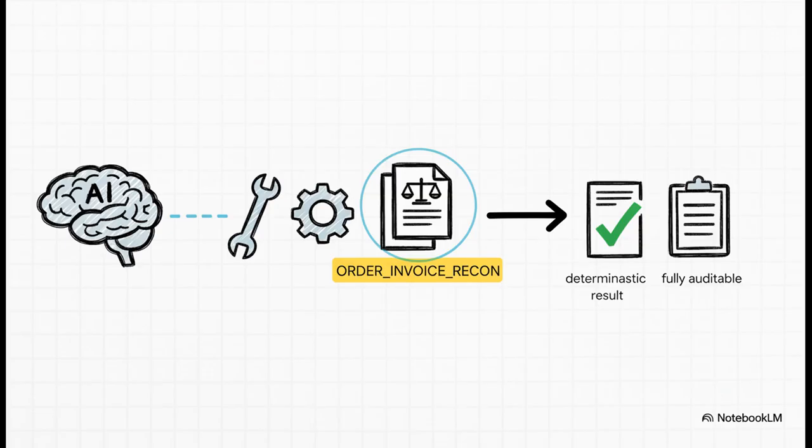Well, with the MCP agent, there's no guesswork. The AI doesn't even try to invent some complicated new query. It understands the user's intent, and it just selects the pre-approved order invoice recon tool. What does that get you? It ensures the result is deterministic, the whole execution is logged, and the entire process is auditable and totally enterprise-grade.